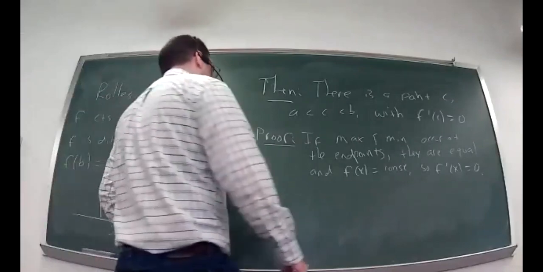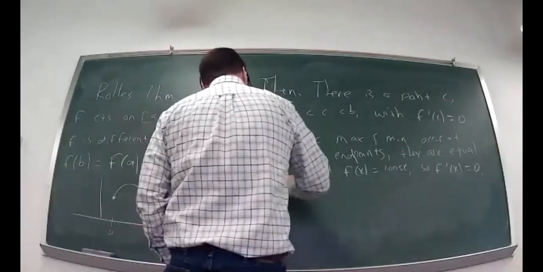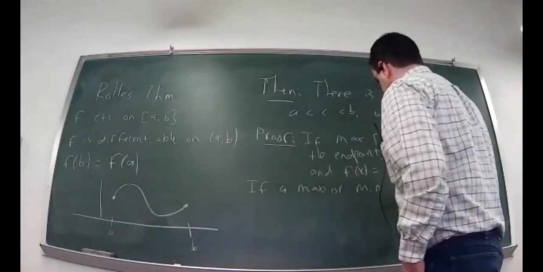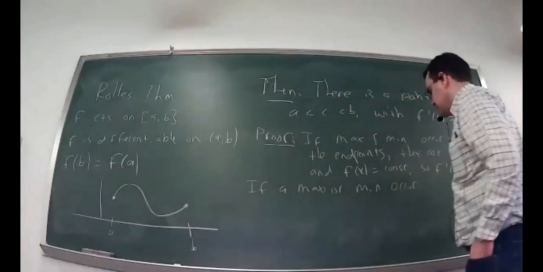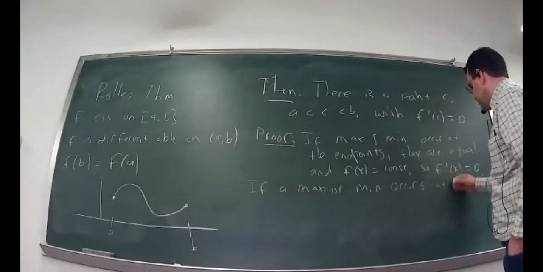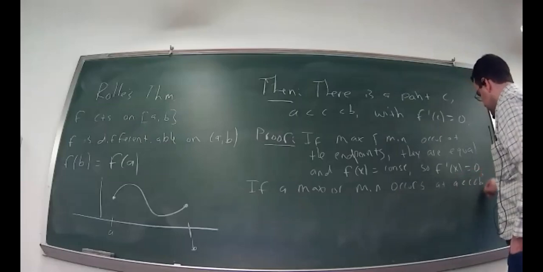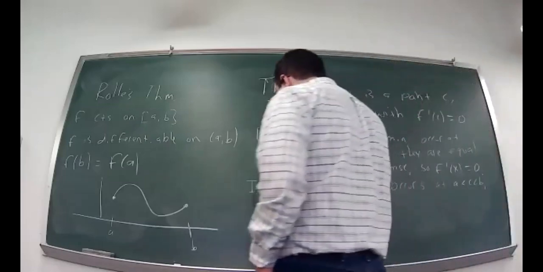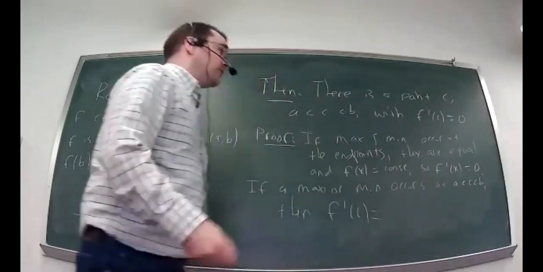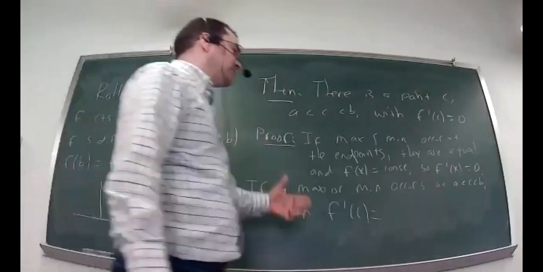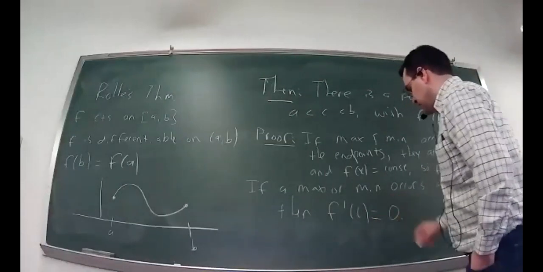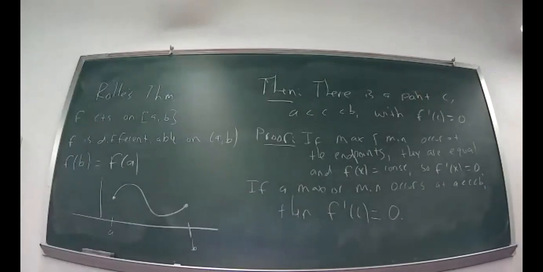On the other hand, if a max or min occurs at some point C between A and B, then by Fermat's theorem, that maximum or minimum must be a local max or local min. By Fermat's theorem, f prime of C is equal to 0.